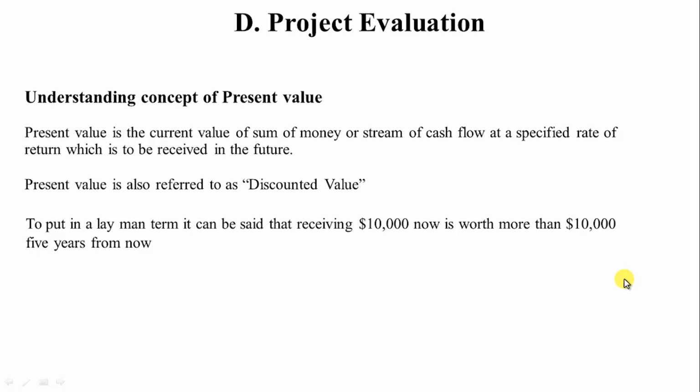Always remember this thing, that when you're trying to determine the present value of your future receipts, it's always going to be lower than what you're going to receive in the future. So let's say if you're going to receive $10,000 in the future, 5 years from now, its value as of today will definitely be less than 10,000, because it's going to appreciate to a level of $10,000. Okay, so that's why it's important to know the concept of present value, to make a much more informed decision in any of your project selections.